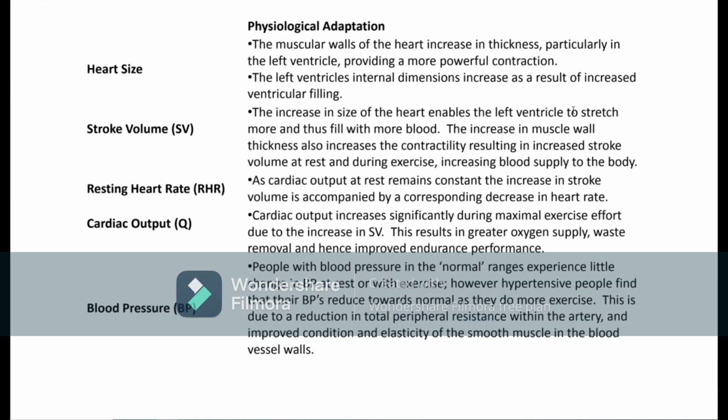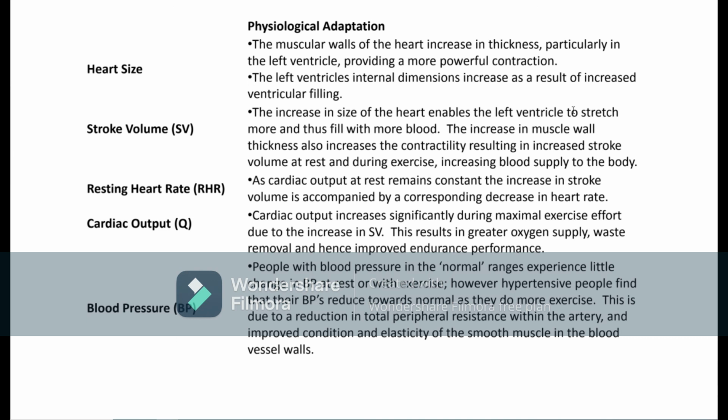And now let's have a look at some physiological adaptation results when we are under physical exercise conditions on a regular basis. First, of course, it's heart size. Muscular walls of the heart increase in thickness, particularly in the left ventricle, providing a more powerful contraction. The left ventricle's internal dimensions increase as a result of increased ventricular filling. Both these outcomes are needed for increasing heart function efficiency.